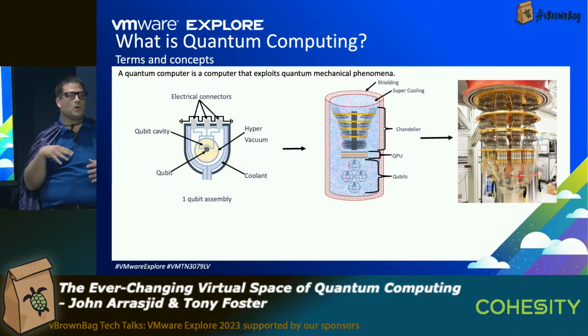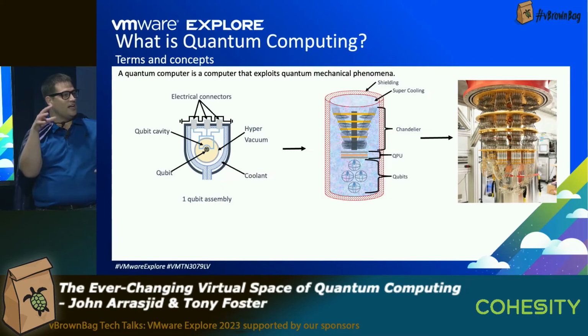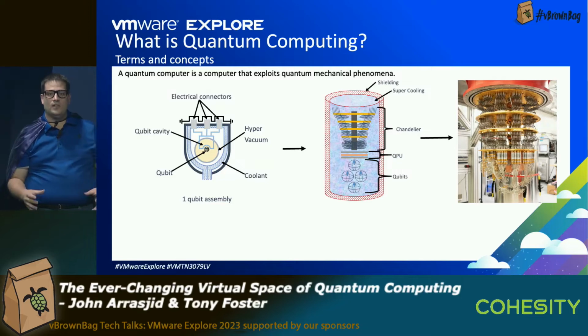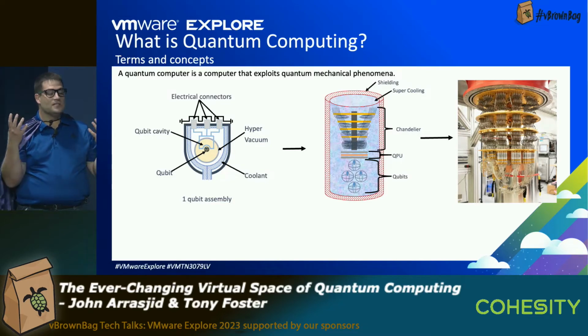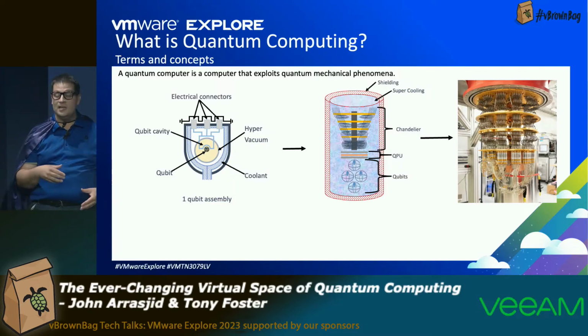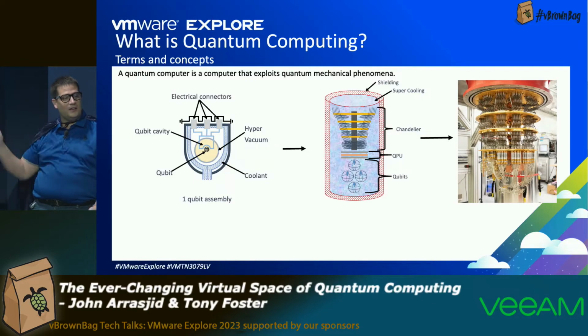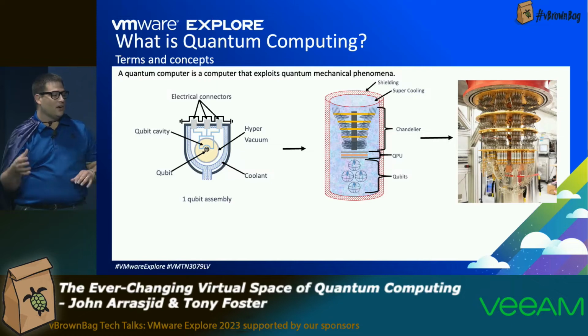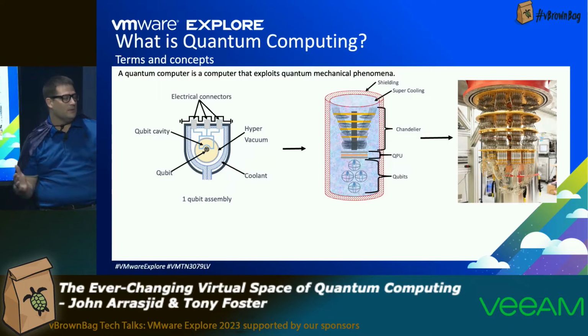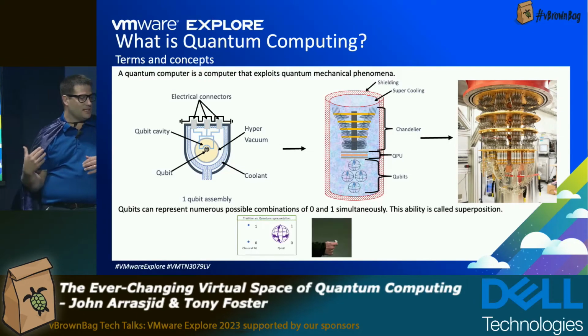And it's super cool. It's got what's called a chandelier that holds all of the different qubits in place so that the processing can happen. And then you have an actual Google quantum computer here where you can see the chandelier and the QPU at the bottom of the system.